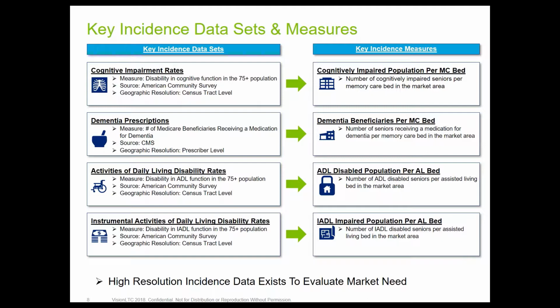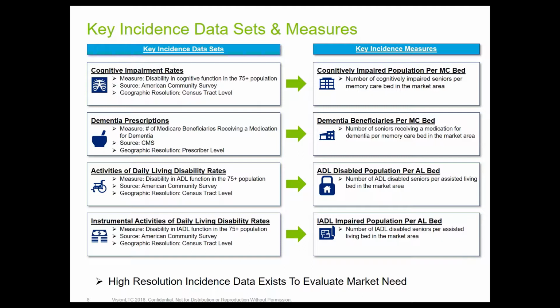The same is true of our second measure, which is dementia prescriptions. So what we can do is look at the number of Medicare beneficiaries who are receiving a medication for one of the 6 dementia medications, Aricept, Namenda, those types of medications. That comes from CMS, and we get that at the prescriber level. So we can look at a market area and say how many seniors receiving a medication for dementia are there, and then how many are there for every memory care bed that is in the market.